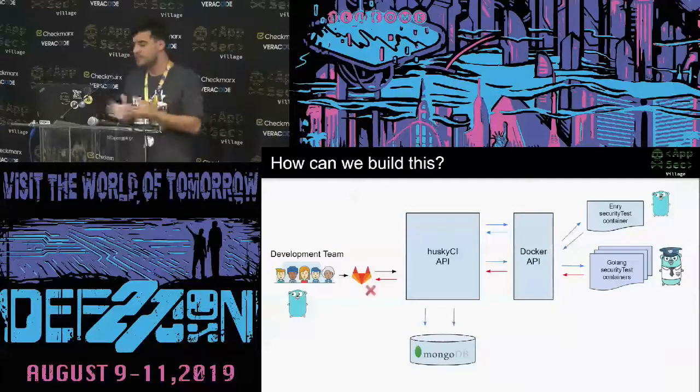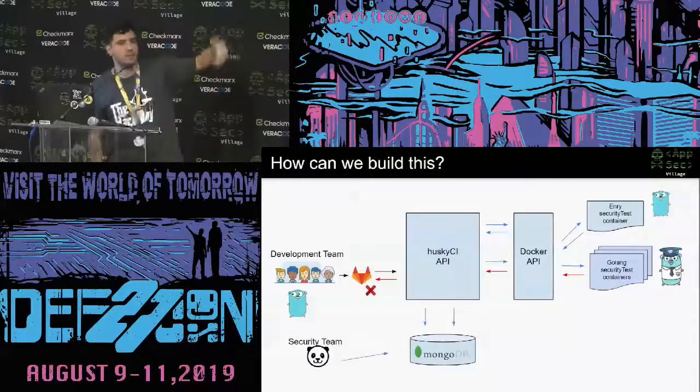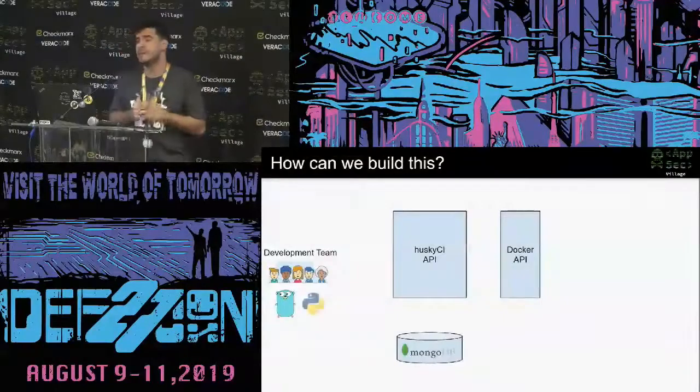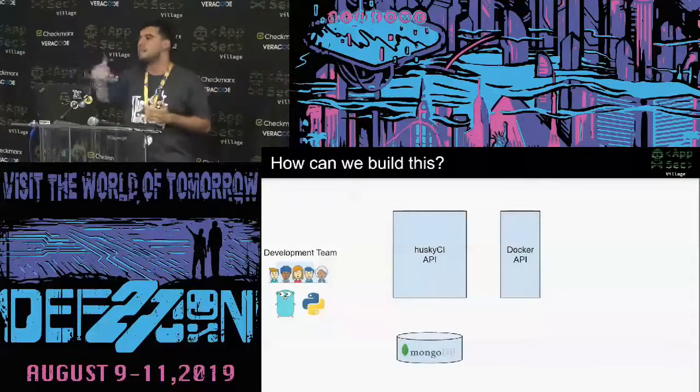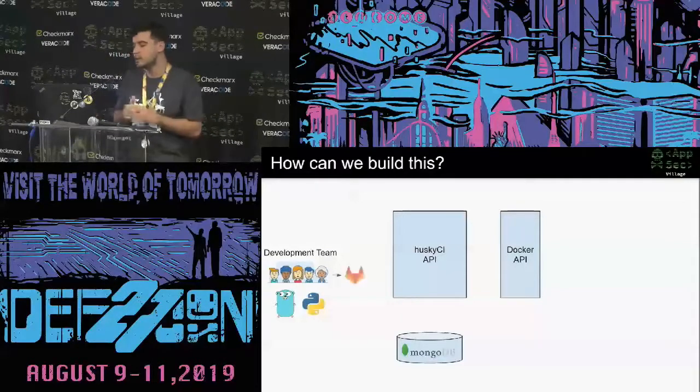So this is the same process. And later on, the security team will see these results that are stored in our Mongo database. So what happens if another language is inside this repository? Now Python is being added, some Python scripting is being added in that repository. So the same process will flow.